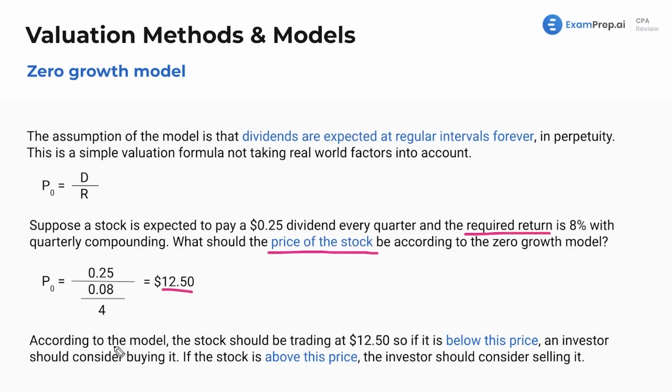So according to this model, the stock should be trading at $12.50. If it's below that price, an investor should consider buying it. If the stock is above the price, the investor should consider selling it. Not telling you what to do. This is not investment advice. This is just the textbook, what you could consider if you're in this situation.